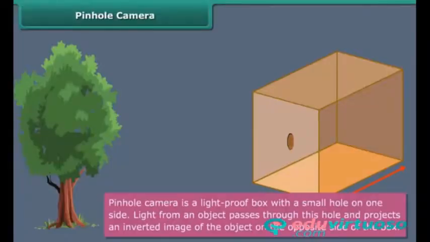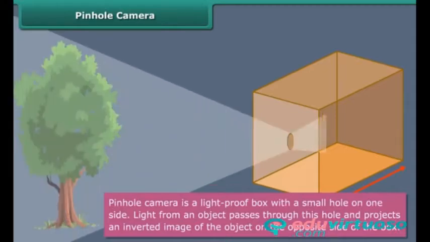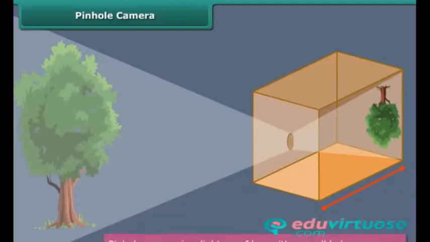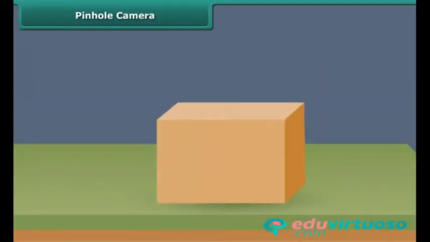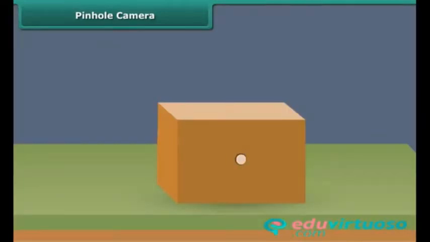See the video. Pinhole camera is a light-proof box with a small hole on one side. Light from an object passes through this hole and projects an inverted image of the object on the opposite side of the box. Let us learn how to make a pinhole camera. Take a cardboard or a tin box. Cut open a side of the box and paste a tracing paper over it. Pierce a very small hole in the center of the side opposite to the one on which the tracing paper has been pasted. Close the box from all the sides. The pinhole camera is ready to use.